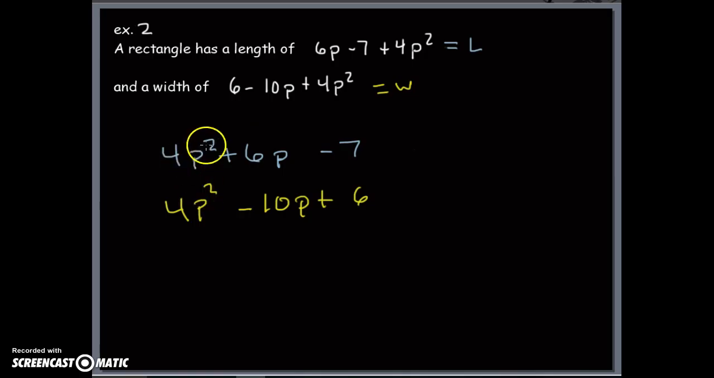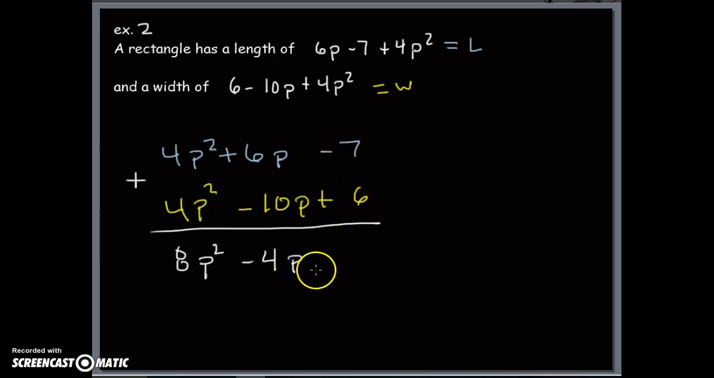Okay, now that we've done that, the next step will be to add up like terms, and you can see that these are like terms. We've got squareds, first powers, and constants, so we can just add straight down. Our coefficients add up to 8. These coefficients add up to a -4. And these coefficients add up to a -1. So this is adding the length and the width. Now we've got to double them for the perimeter, so let's go ahead and double that now.